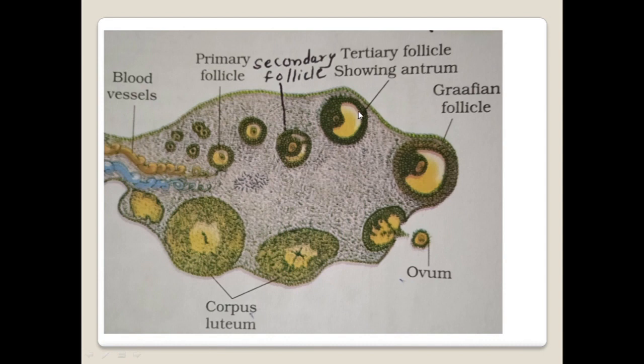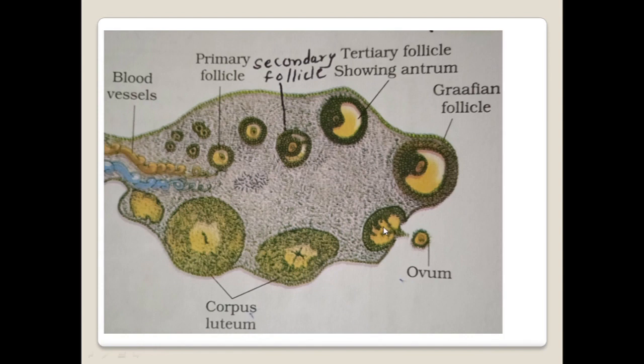It is within the tertiary follicle that the first meiotic division takes place and the secondary oocyte is formed. The secondary oocyte can be found in Graafian follicle. Then the Graafian follicle ruptures, rupture means breaks, and the ovum is released from ovary. This process is called ovulation.